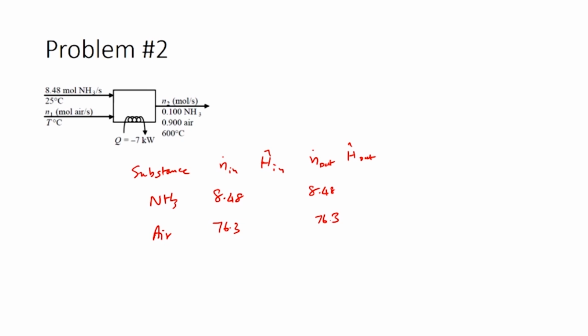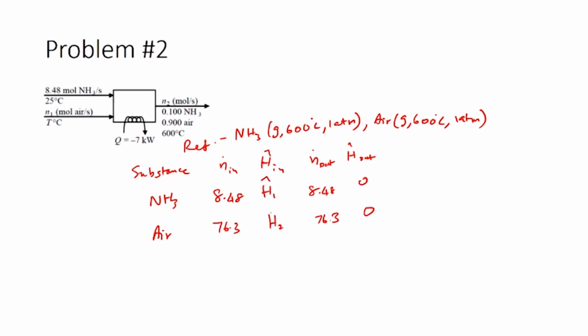So, we need to identify a reference state for which this table can be built. The reference state which we use can be based on the inlet or the outlet conditions. So, let us assume the reference states to be the outlet conditions. If we were to use that, then you would have ammonia gas at 600 degrees Celsius and 1 atmosphere and air at 600 degrees Celsius and 1 atmosphere as your reference states, which means the outlet condition enthalpies would be 0. So, the inlet enthalpies have still to be calculated. So, you would have H1 cap and H2 cap.